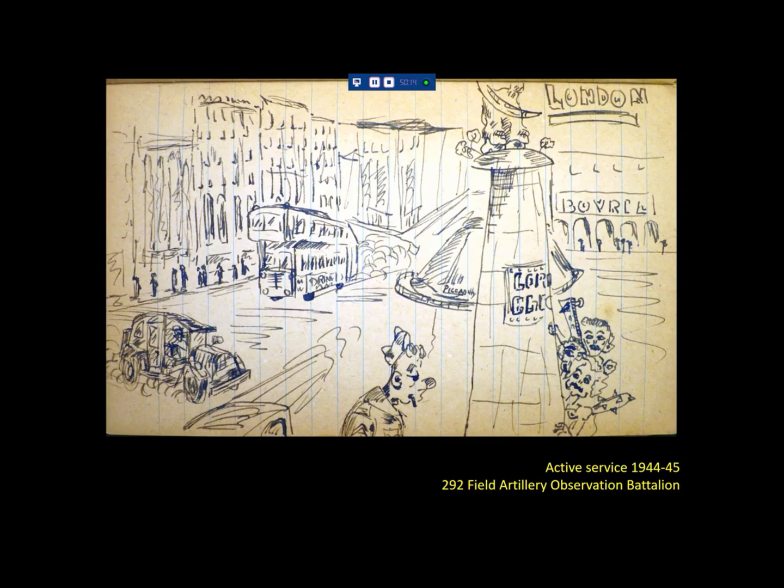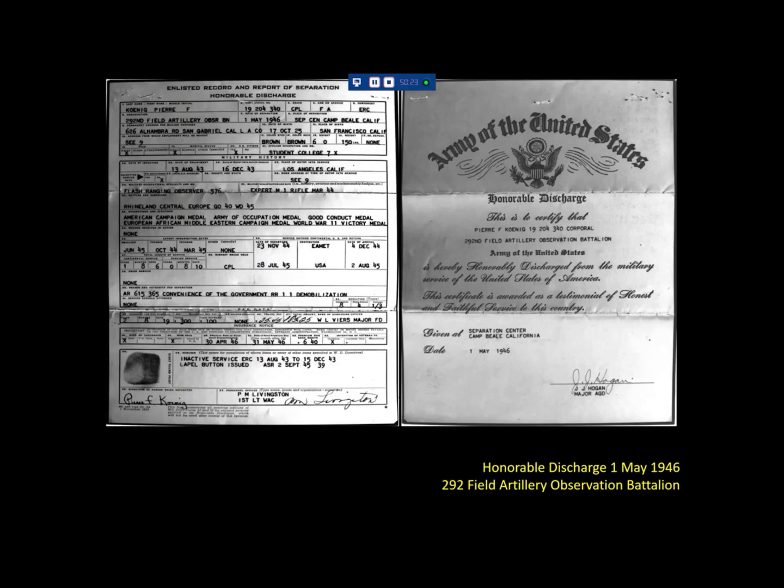He eventually left the army on the 1st of May 1946. These are his discharge papers. An honourable discharge. He is now a corporal. He's also an expert M1 rifle marksman, a grade he obtained in 1944. He's got a handful of medals, a chest full of medals: the American Campaign Medal, the Army of Occupation Medal, Good Conduct Medal, European, African, Middle Eastern Campaign Medal, and World War II Victory Medal. But these are all just general medals.